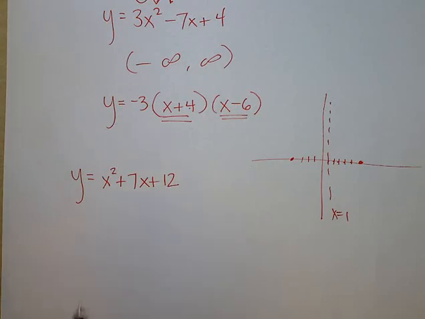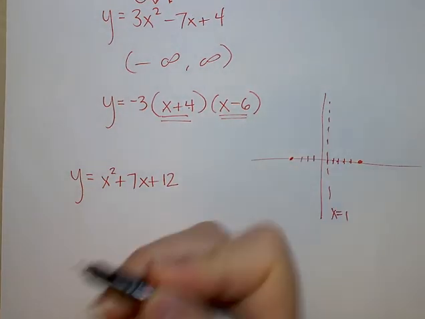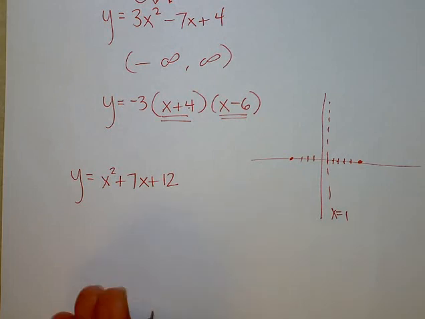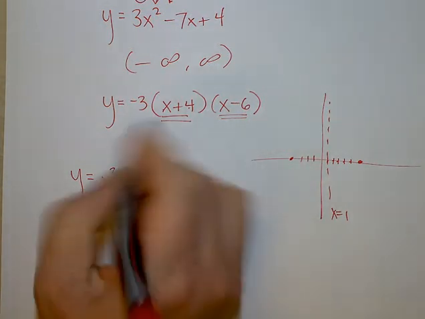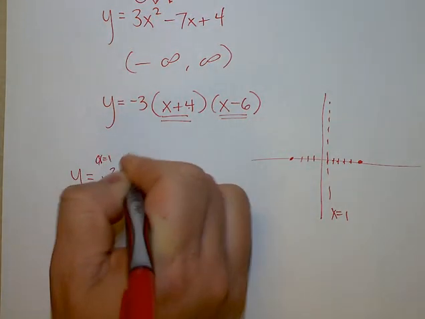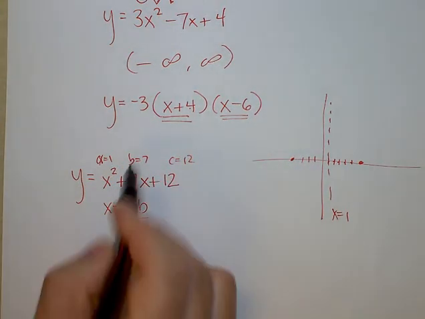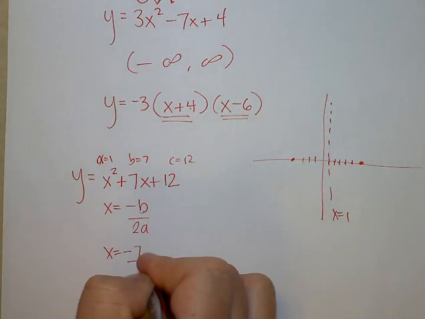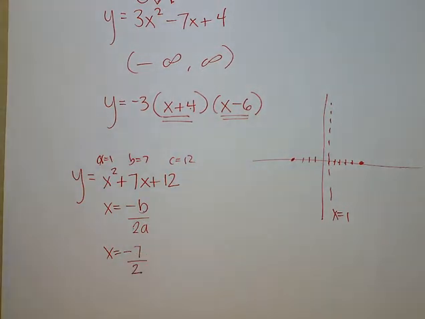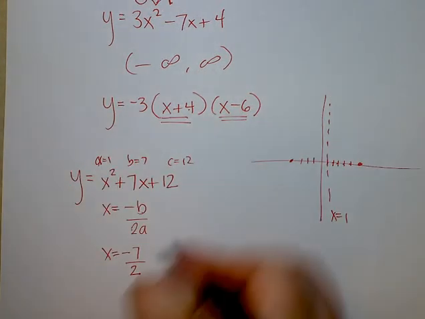Okay, so how do we find the vertex? Well, the vertex is an x and y coordinate. It's harder to find in standard form. We need to know the equation x equals negative b over 2a. In this case, your a is 1, your b is 7, and your c is 12. So I'm going to substitute 7 in here. X equals negative 7 over 2 times 1, which is 2. X equals negative 7 halves. Okay, that is your x coordinate. Now I need to find the y coordinate.